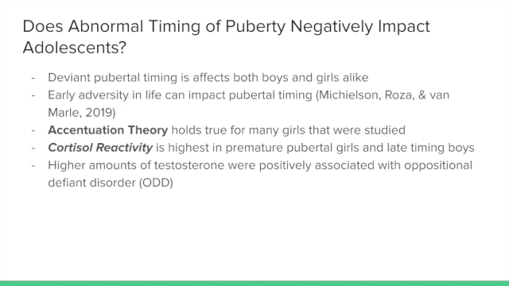And that cortisol reactivity was linked with hyperactive thoughts having to do with fear, punishment sensitivity, and behavioral inhibition. So when boys and girls both had abnormal timings to their puberty, girls being early, boys being late, they oftentimes experienced higher amounts of fear, higher amounts of paranoia, more behavioral inhibition than their counterparts who experienced puberty at normal timing. And lastly, they found that higher amounts of testosterone were positively associated with oppositional defiant disorder, ODD.